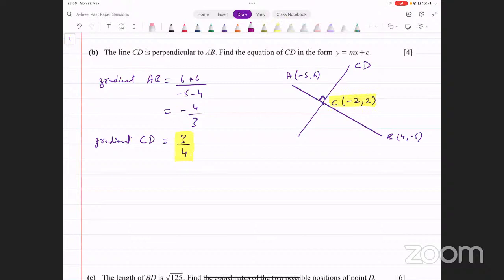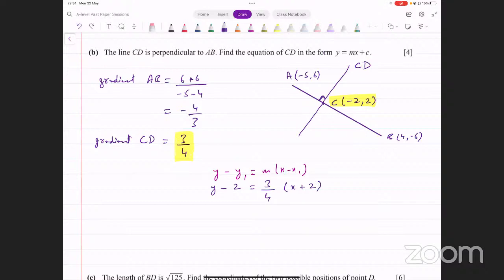We can say y - y1 equals m into x - x1. That gives us y minus 2 equals 3 over 4 into x plus 2. ठीक है, इसको सिंप्लीफाई करना है, y equals mx plus c फॉर्म में कहा हुआ है.